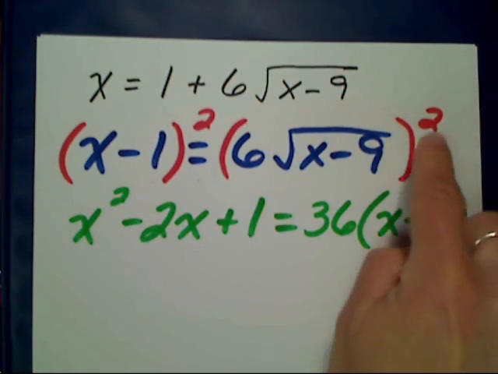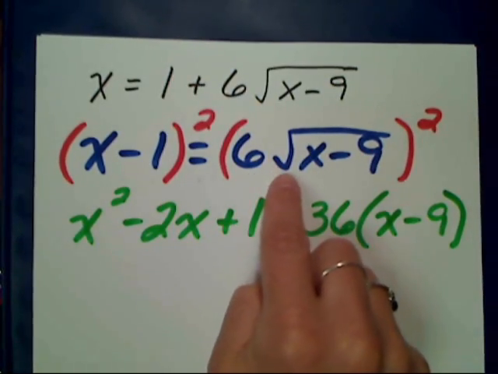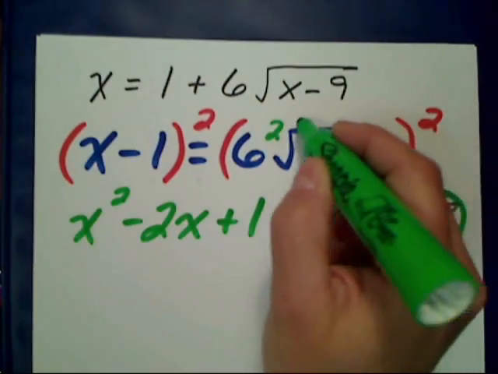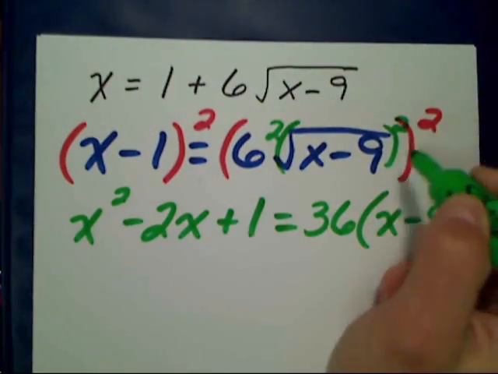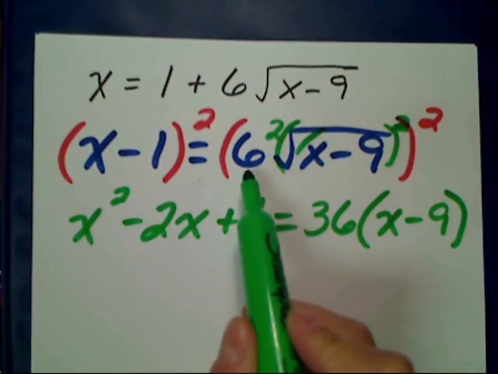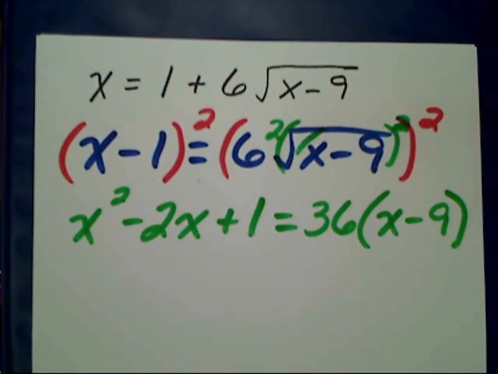So once again, the square went inside on both factors because they're being multiplied together. The square here gives me 36. Squaring this cancels each other, leaving me with the x minus 9. Have to take this 36 times this entire quantity, so we must have our parentheses.